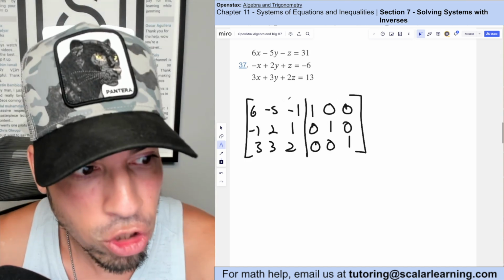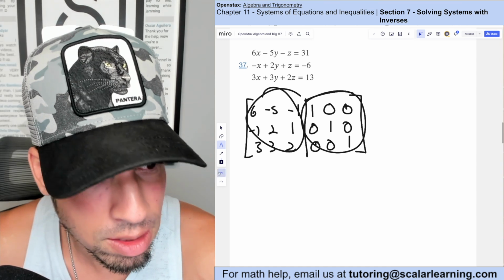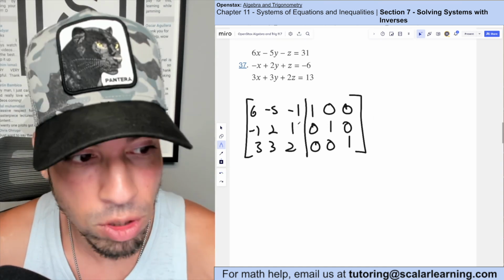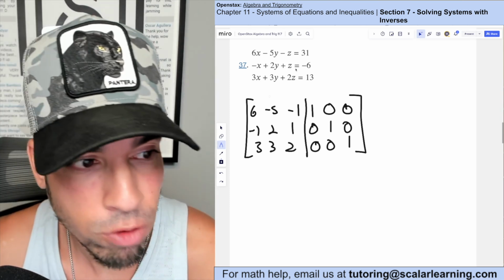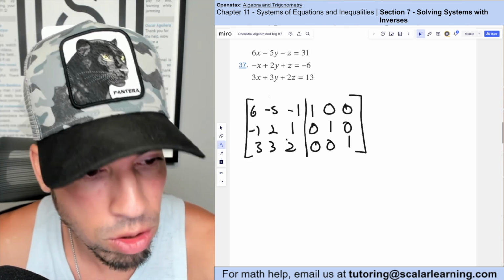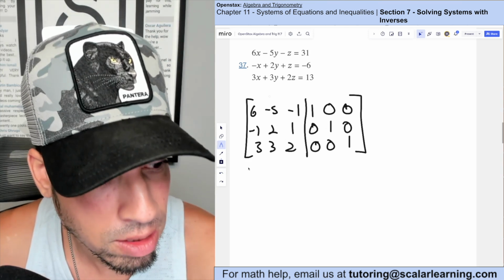All right, now we're going to try and flip this to become this. And as we do that, we'll apply the row operations here as well, and we'll get the inverse. Once we get the inverse, by the way, we'll multiply by these three numbers in their own matrix. Okay, so let's begin. First, I'm going to turn that 6 into a 1.